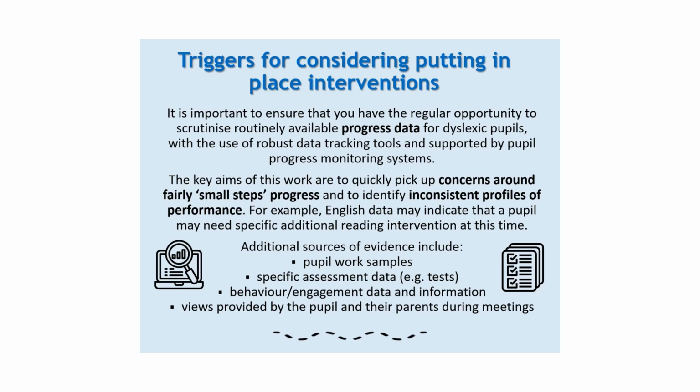The key aims of this work are to quickly pick up concerns around fairly small steps of progress and to identify inconsistent profiles of performance. For example, English data may indicate that a pupil may need specific additional reading intervention at this time. Additional sources of evidence include pupil work samples, specific assessment data, behaviour and engagement data and information, and views provided by the pupil and their parents during meetings.